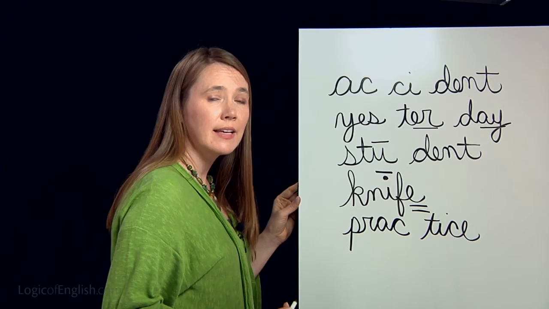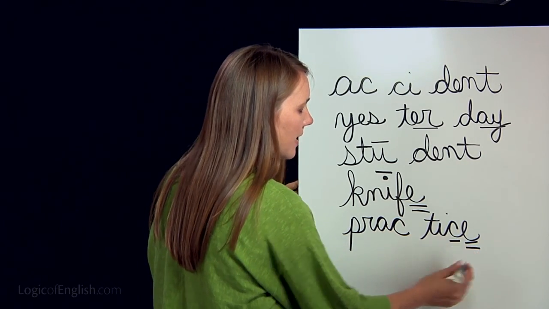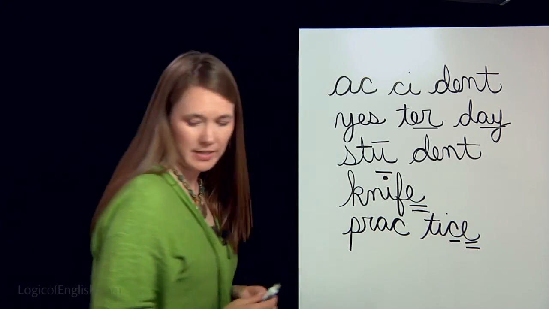Why did we add a silent final E to practice? To make the C say its soft sound. Without it, it would say pratic. Very good. I'd like to now continue and talk about suffixes in English.